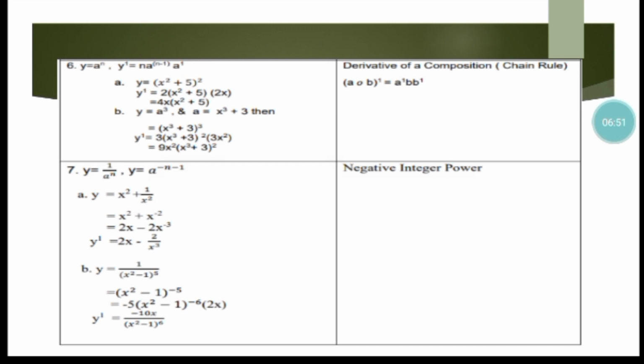So that's all for the rules for calculating derivatives, or the rules of differentiation of a function.